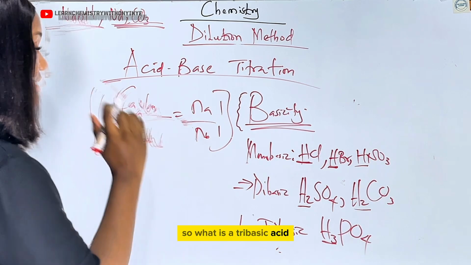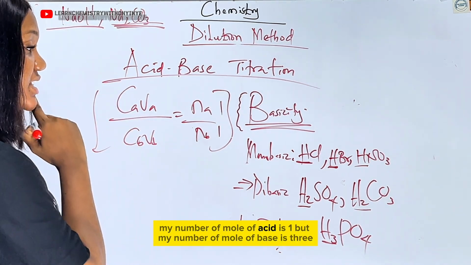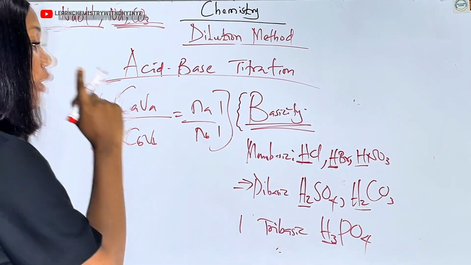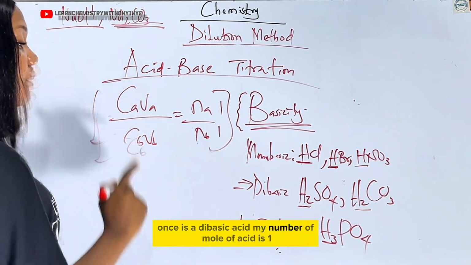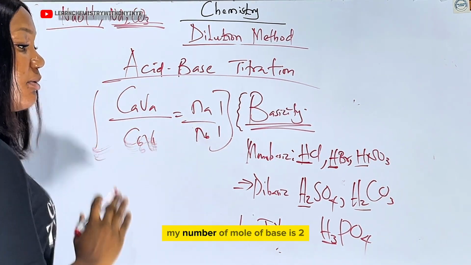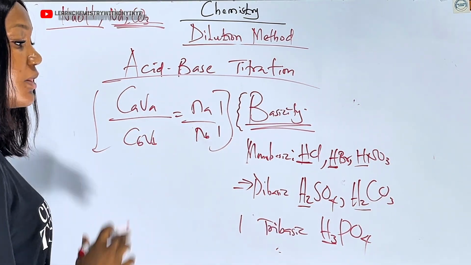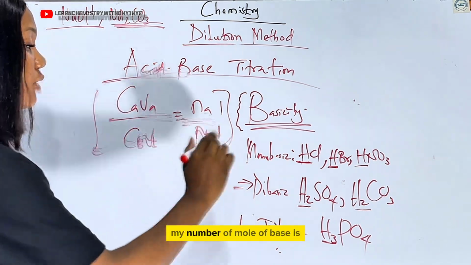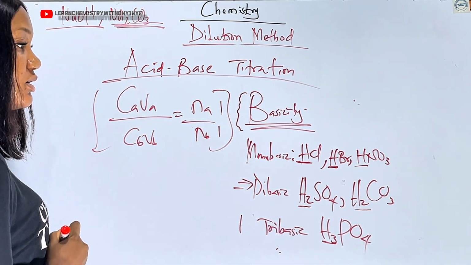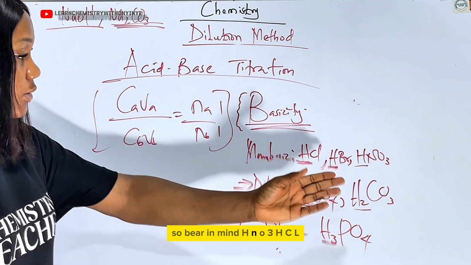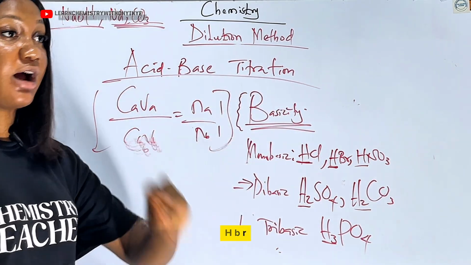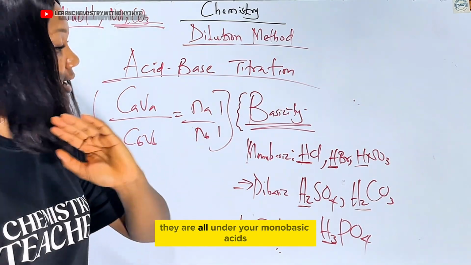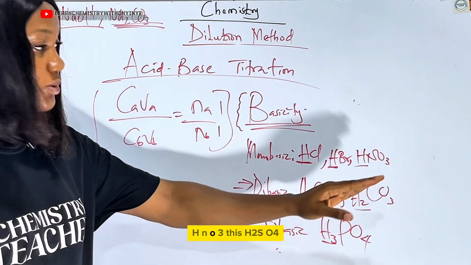So what is the tribasic acid? My number of moles of acid is 1, but my number of moles of base is 3. Once it is a dibasic acid, my number of moles of acid is 1, my number of moles of base is 2. Once it is a monobasic acid, my number of moles of acid is 1, my number of moles of base is 1. So bear in mind, HNO3, HCl, HBr, HI, hydrogen halides, they are all under your monobasic acids.